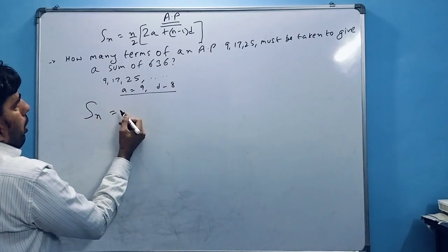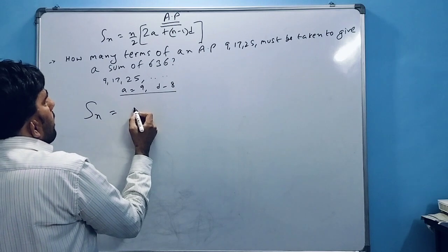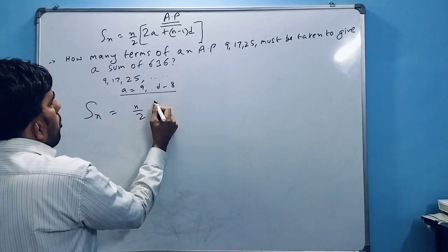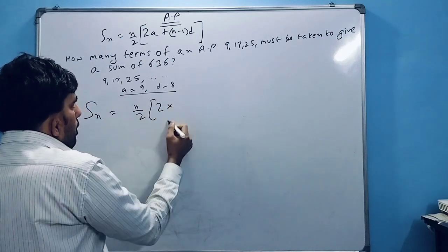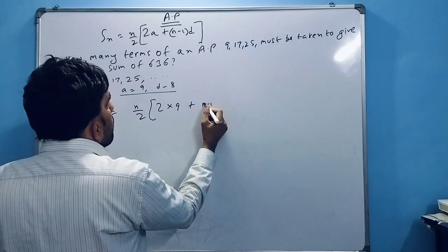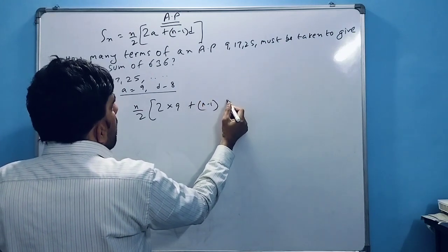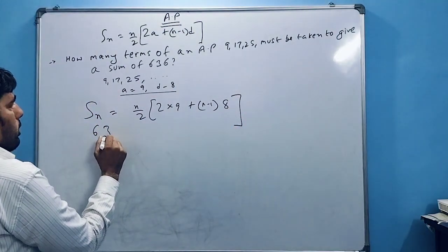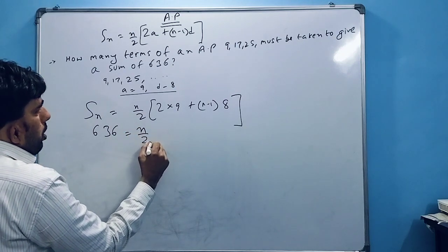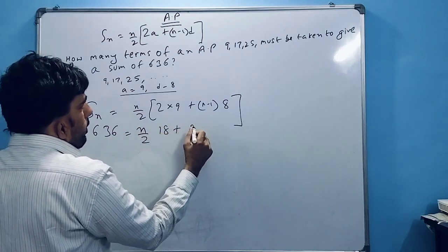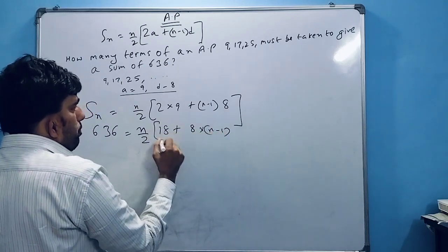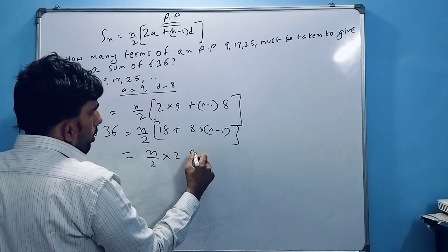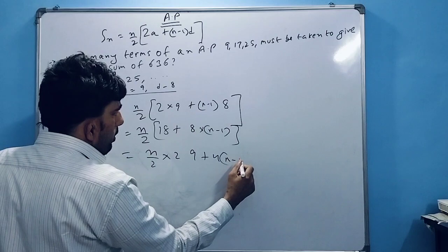Now what is the formula? Here we need to apply this. So that is n by 2, so n we need to calculate, by 2 into 2 into a, 9, plus n minus 1 into d. D we have here 8. Okay. So here now when the sum is already given, that is 636. Now n by 2 into 18 plus 8 into n minus 1. Okay. What we can do? Take 2 common here. So we got 9 plus 4 into n minus 1.